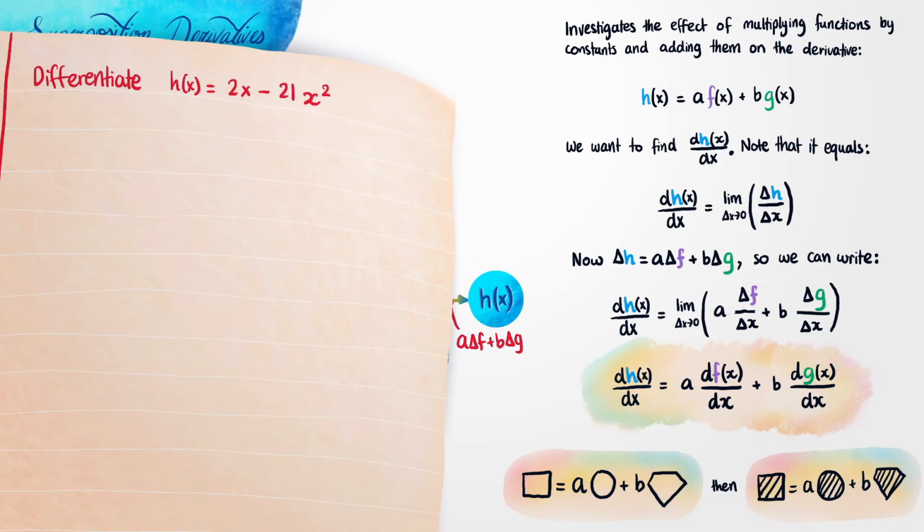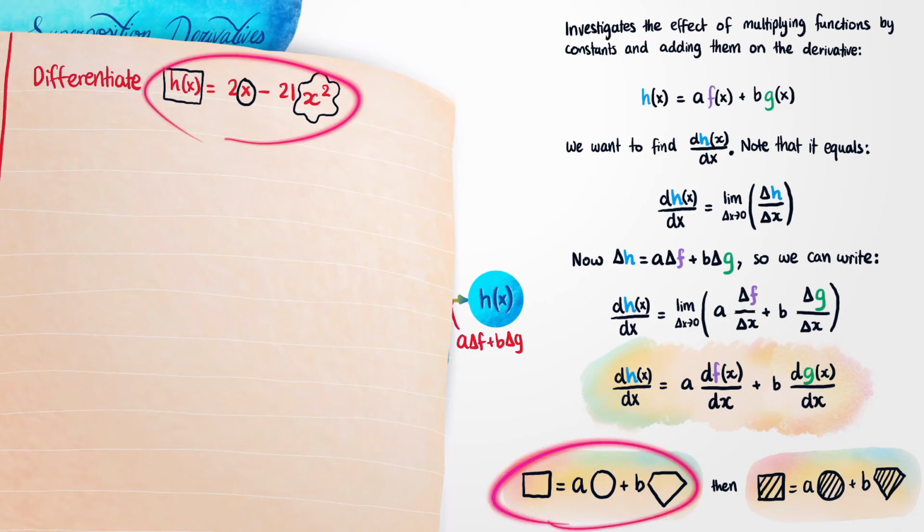So to differentiate a function like this, I just start by drawing shapes around everything that I can already differentiate. Now I also draw a box around the function on the left because this is the actual function I'm trying to differentiate. Now as you can see, these shapes match this form over here, so therefore we can say its derivative is written like this.